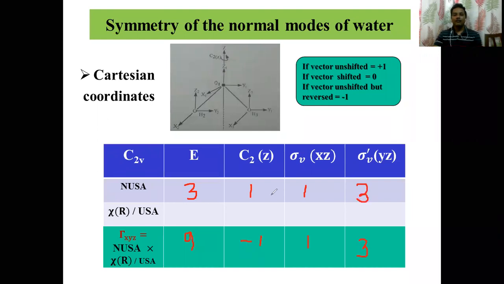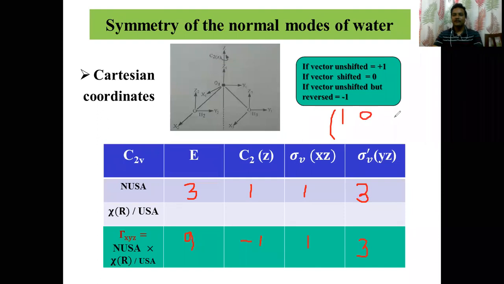Okay, now we have counted the number of unshifted atoms. Now if we add the character contributions for each unshifted atom and multiply, we should get the total, right? Now if I go for the Cartesian coordinates and the identity operation, if you remember, the character is nothing but the summation of the diagonal elements of the matrix.